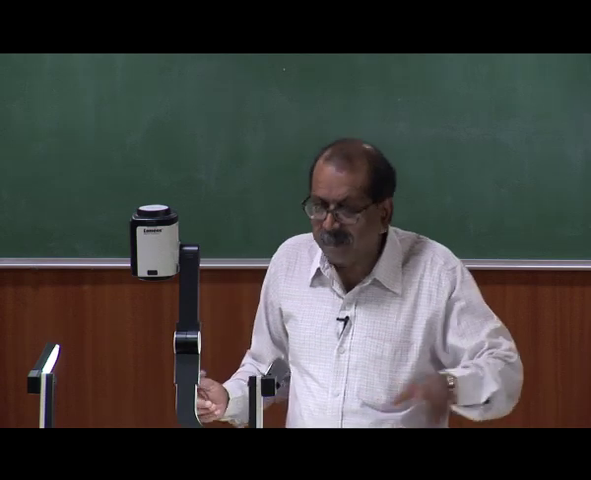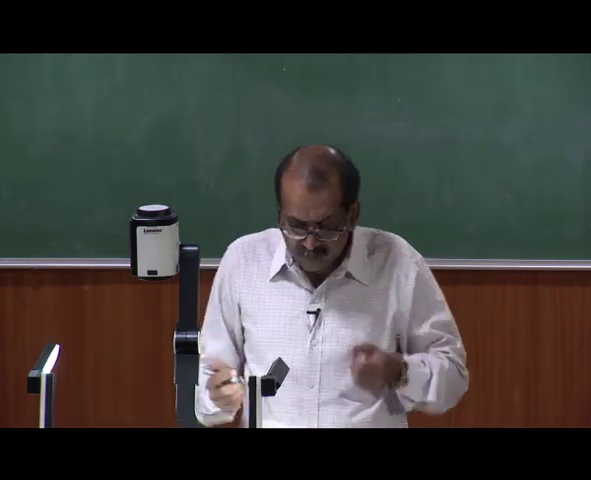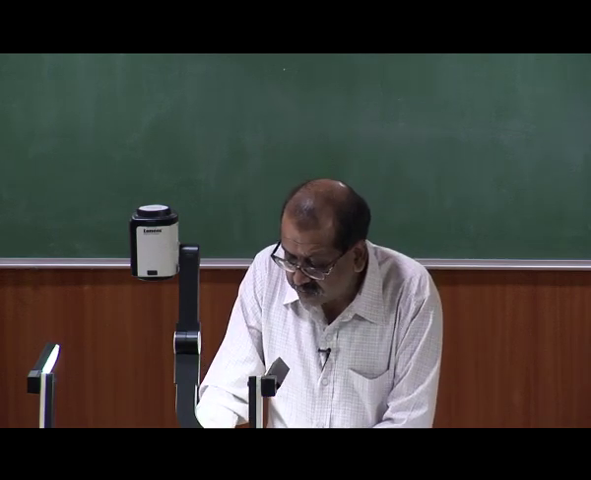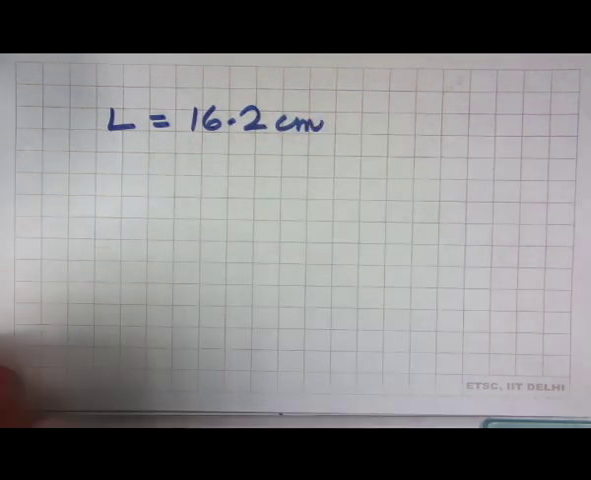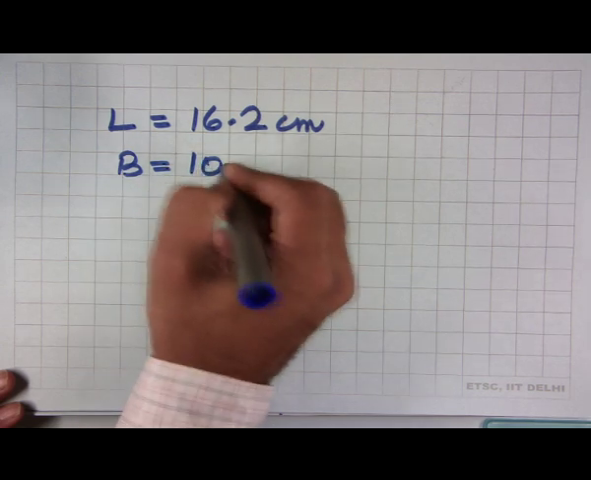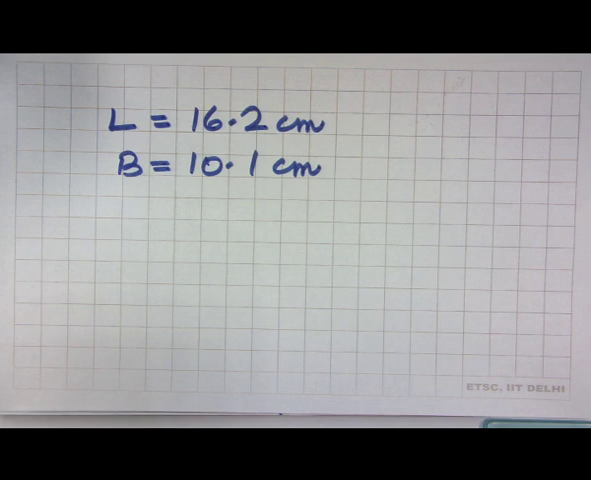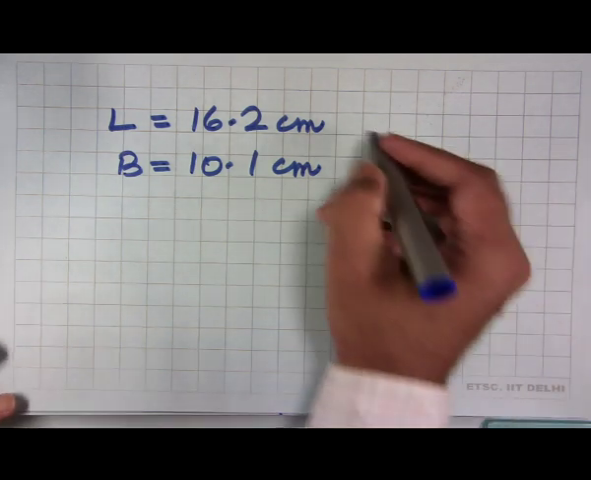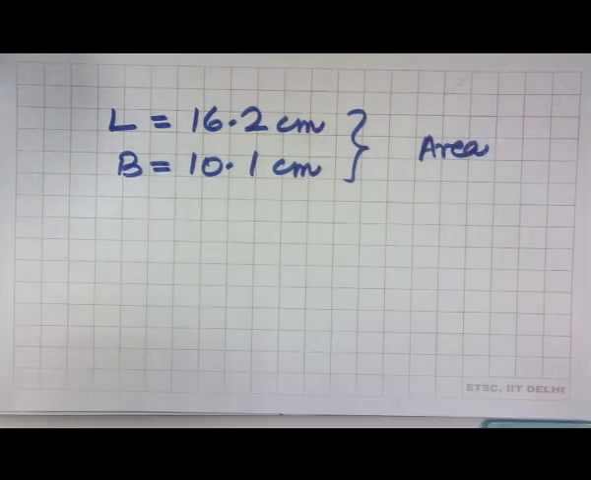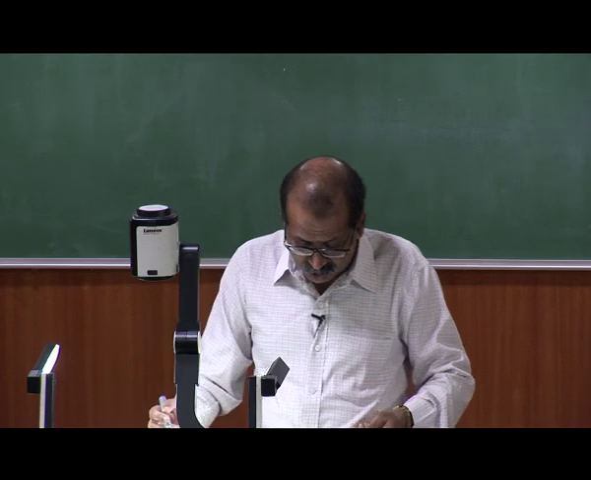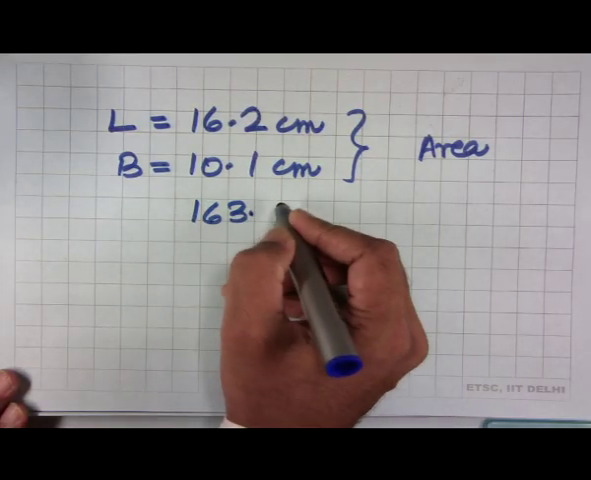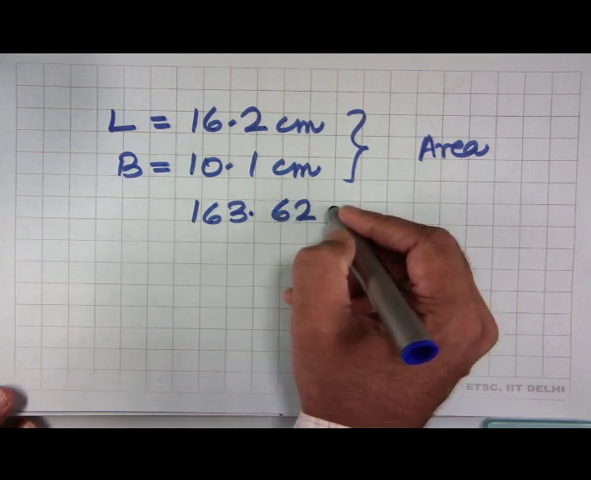Now, let us take one example here which will help us to understand all these things. Let us say, suppose the length of a rectangle is measured as 16.2 centimeters and the breadth is measured as 10.1 centimeters, using a meter scale, and we want to find out the area. Now, if we were to use a calculator, we will multiply these two, 16.2 into 10.1, and our answer will come out to be something like 163.62 centimeter square.